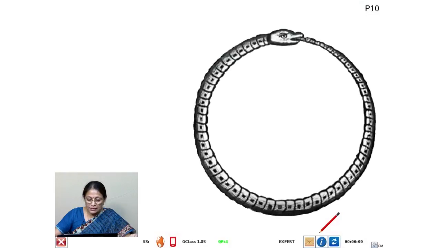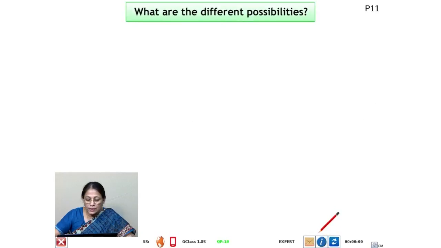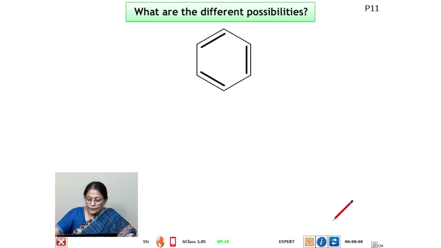How do we get that cyclic structure? Something like this, and this structure is said to have been inspired by a scientist's dream of a snake eating its own tail. If it is a cyclic structure, it could be like this, and there are various other possibilities. Which one is true? To confirm that, we have to study hybridization and bonding in benzene.